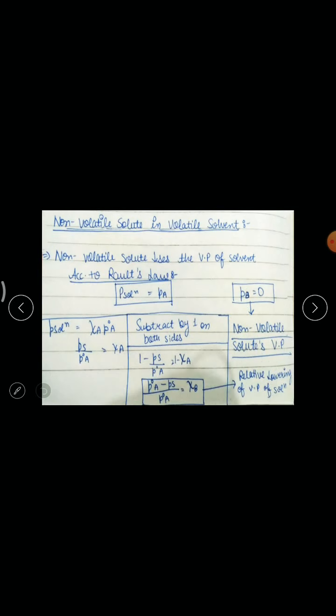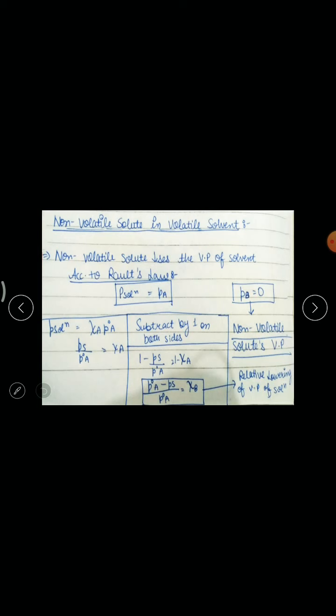Next we have non-volatile solute and volatile solvent. When we add a non-volatile solute to a volatile solvent, now what is a volatile solvent? A volatile solvent is a solvent which is able to vaporize, which has that vaporizing power. Non-volatile solute decreases the vapor pressure of the solvent.